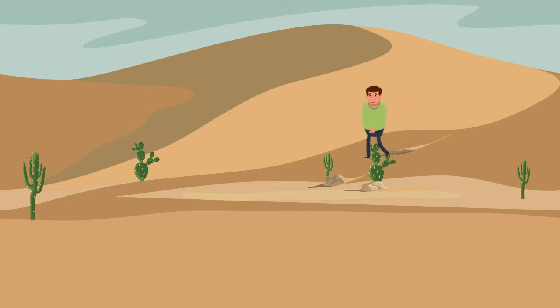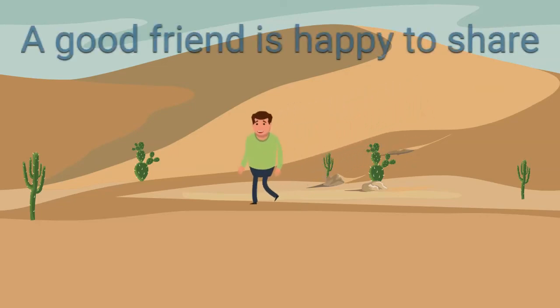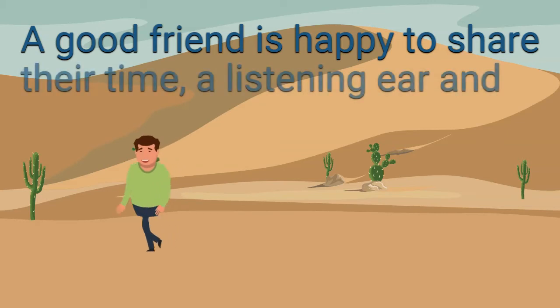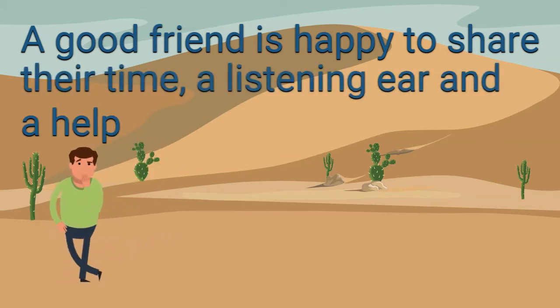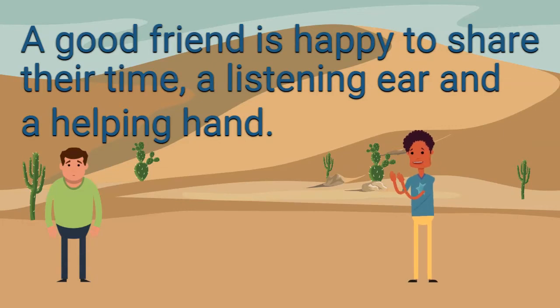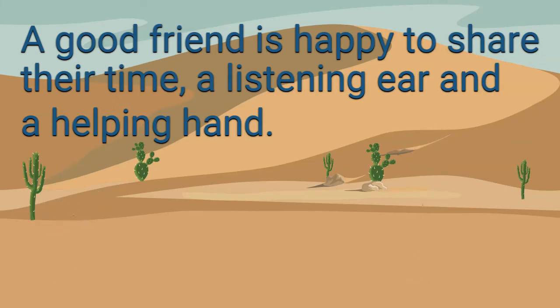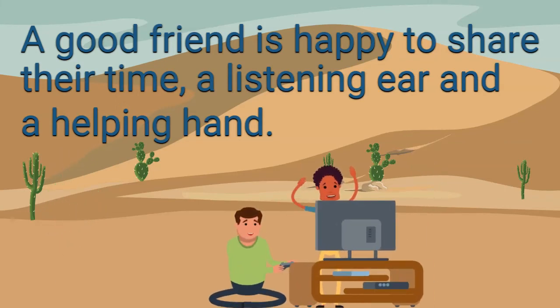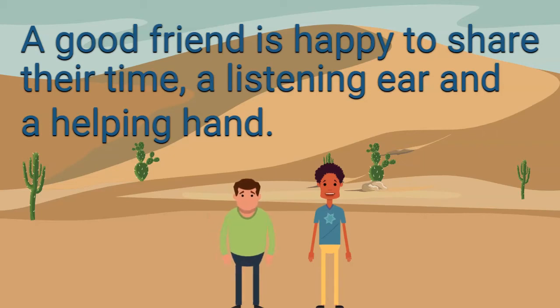It would sound better if I wrote something like, "A good friend is happy to share their time, a listening ear, and a helping hand." By putting a little extra thought into it, I have a better topic sentence that is more interesting and also a lot more helpful, since the writer now has a good idea what kinds of details to put into this body paragraph. Obviously, they can write about how friends spend time together, listen to each other, and help each other.